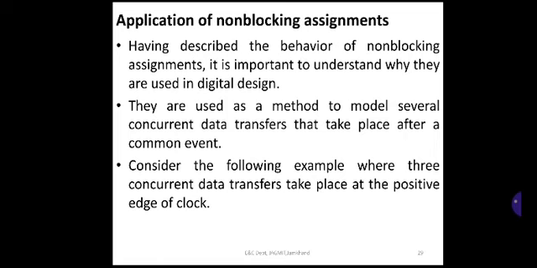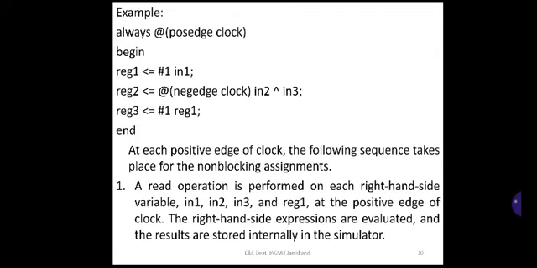So consider this example where 3 concurrent data transfers take place at the positive edge of the clock pulse. See here the example: always is a keyword, then the at symbol. When you want to generate a clock pulse, clock is a user defined name here, the identifier, whereas posedge is a keyword, POSEDGE. The meaning of this one is positive edge. So positive edge of the clock pulse. Whenever a positive edge of the clock pulse appears, the at symbol is used here.